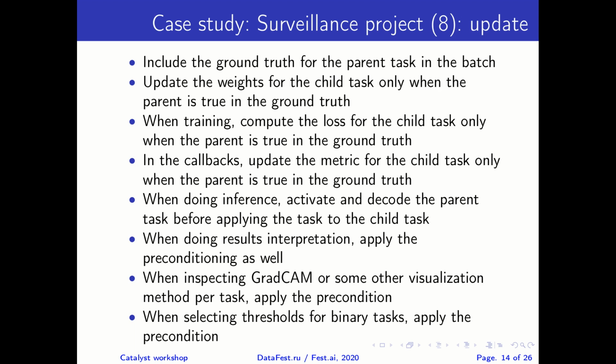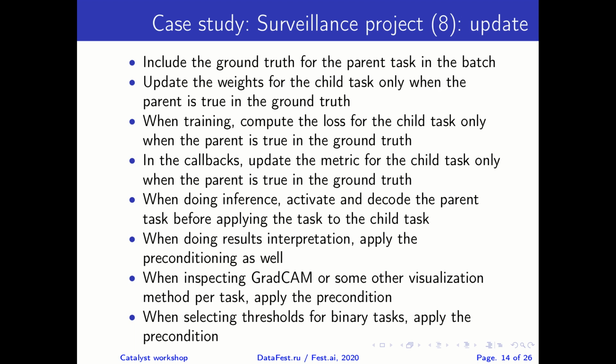When we're doing inference, we have to activate and decode the parent task before applying the task to the child task. So here what I mean is, for example, if you have the binary classification task, you have to apply a sigmoid to it and then threshold it so that you get a mask, a Boolean mask of true and false values, and then you have to apply this mask to the child task.